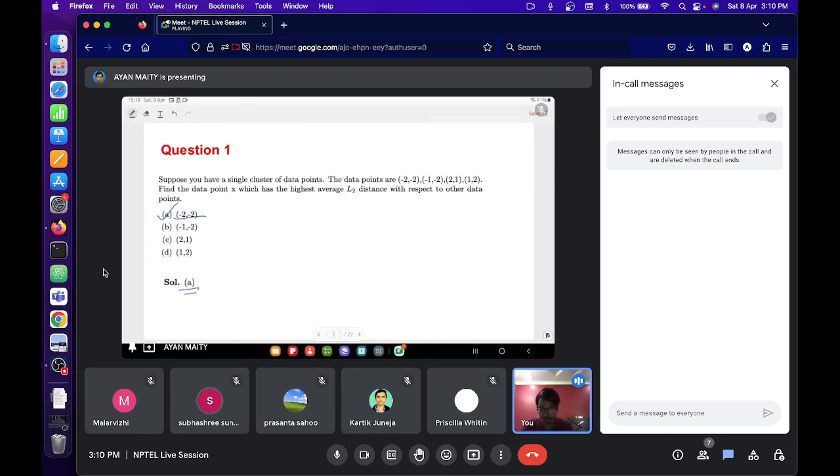Does anyone have any questions or doubts in this question? So L2 distance basically means Euclidean distance. You have to find out the Euclidean distance from one point to other, and that way you have to find out the average L2 distance.